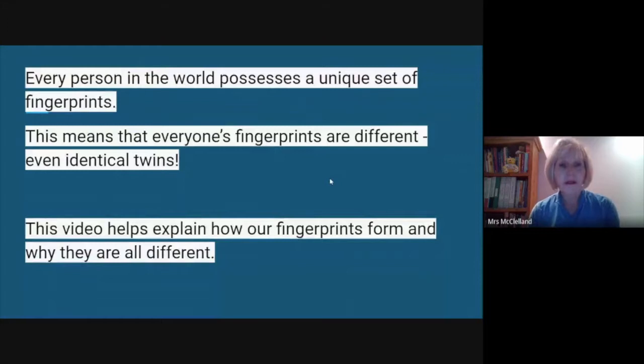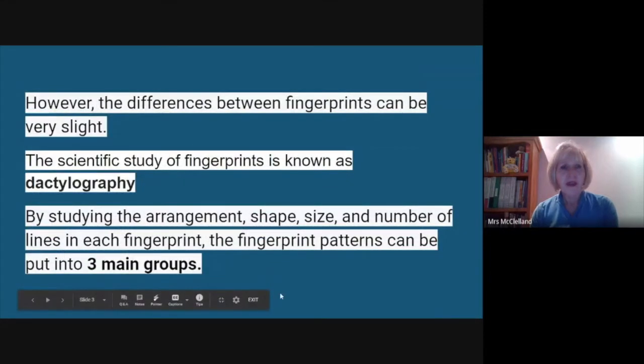Wow, that shows how different fingerprints are. What a lot of numbers there were there and how big they were. That just shows us how different all these fingerprints are and how complex they are. The differences in the fingerprints can be really small, really slight.